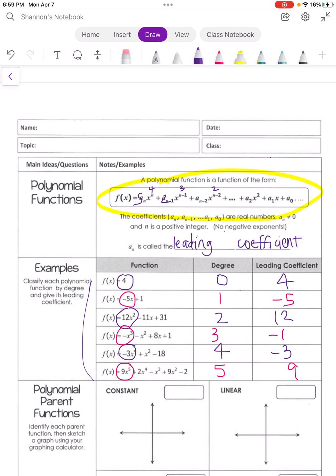Notice too, when you look at these, that the degree in each one drops as you go through them. So let's go down here and do the very bottom one. The first degree is a 5, then 4, then 3, then 2, and then there would be 0, but they go in order from highest to lowest. That's how you know it's in standard form.